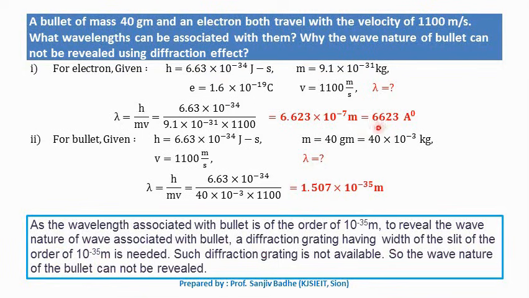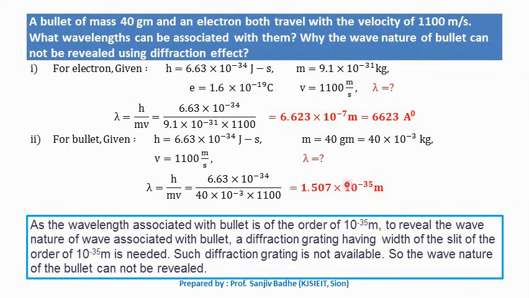Now for an electron with a wavelength of 6623 angstroms, a diffraction grating of this width can be easily found. Even if it is 1 angstrom, a crystal can be utilized as a diffraction grating. But for a bullet, the wavelength of the wave is 10 raised to minus 35 meters.